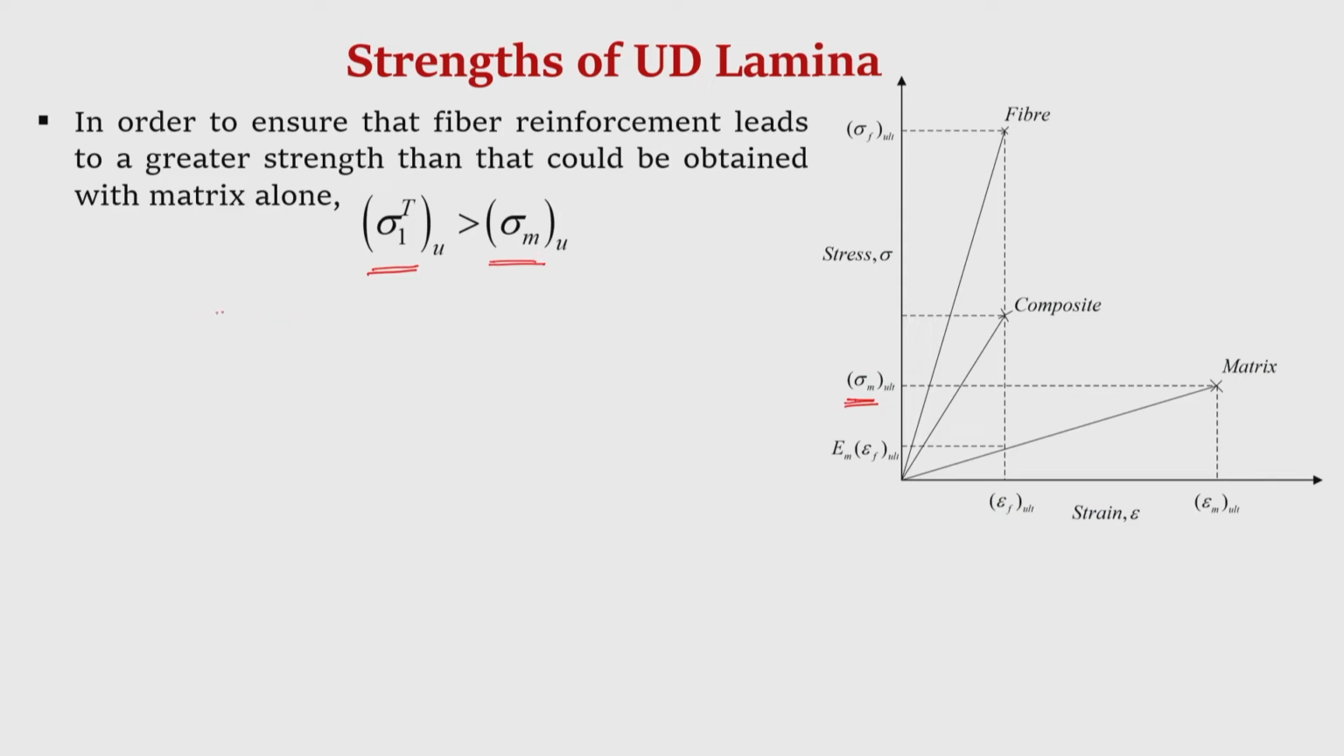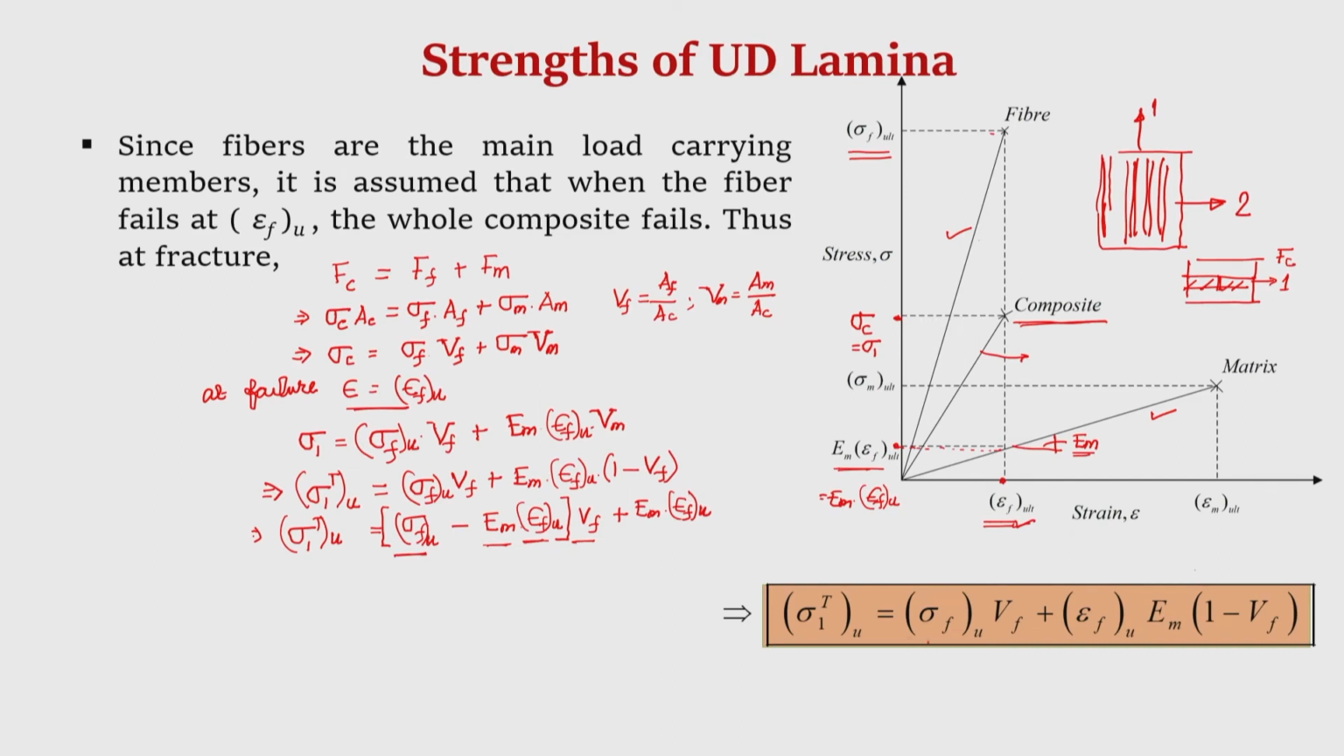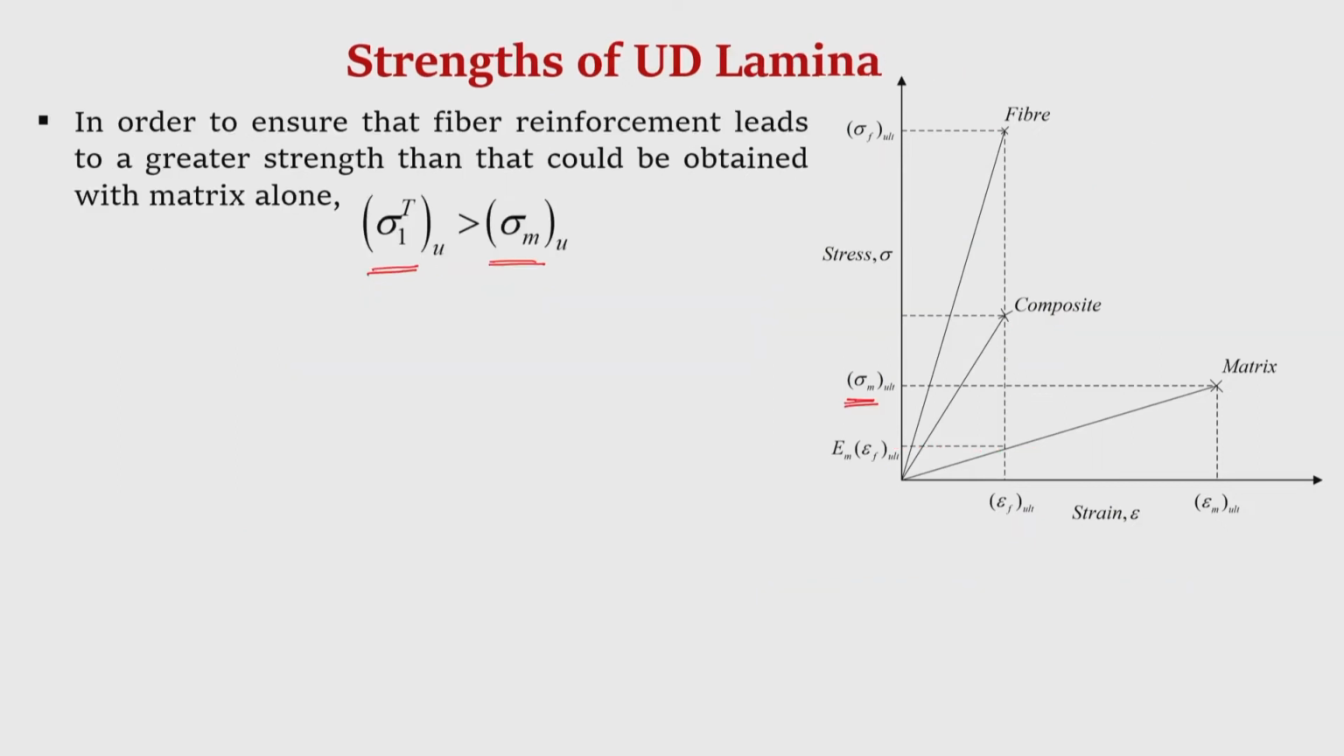Now, just now we had the expression for sigma 1 T u. Let me go back to the last slide. This is the sigma 1 T u. So, sigma 1 T u is equal to sigma f u minus E m epsilon f u into V f, plus E m epsilon f u. This was the expression for sigma 1 T u, with an assumption that as the fiber fails, that is the failure of the matrix, and this is the maximum tensile stress it can withstand in direction 1.